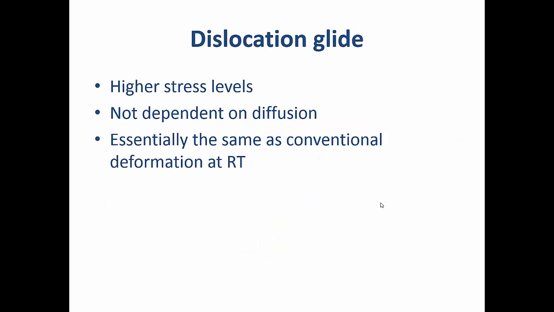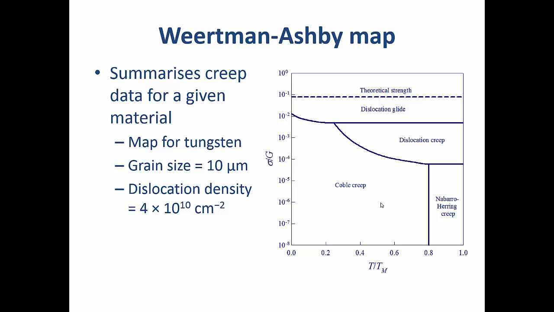Dislocation glide occurs at higher stress levels and is not dependent on diffusion, and effectively this is the same as conventional deformation at room temperature. So we have a range of different mechanisms, and these can be summarized in a Weertman-Ashby map.